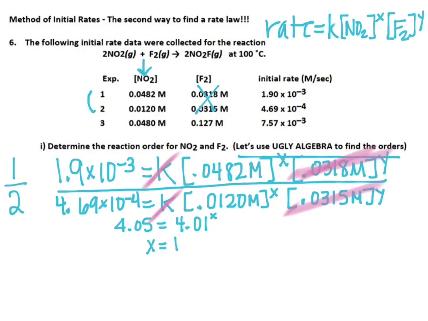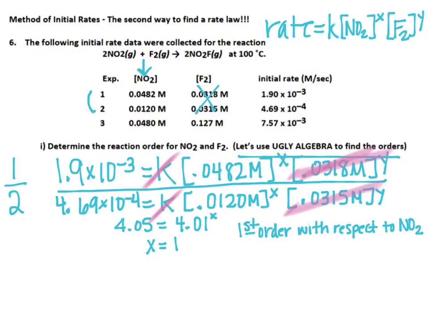X is 1. So what you need to write, that is not good enough for the AP exam. You cannot just say X is 1. What you have to say is that this is first order with respect to NO2. If you just say X equals 1, they're not going to give you your point. Everybody good with that?